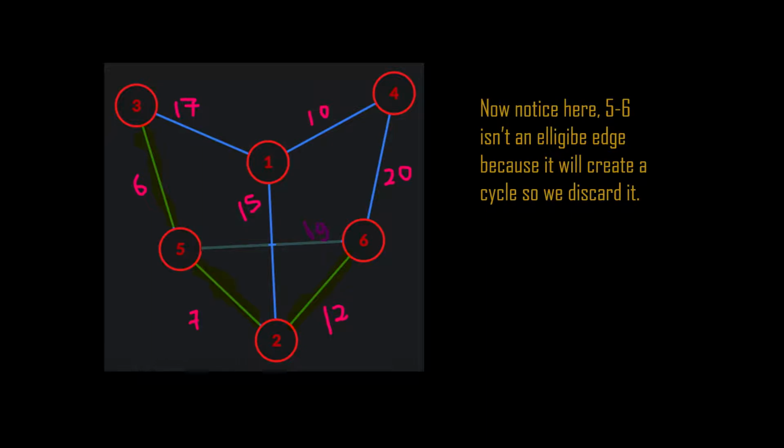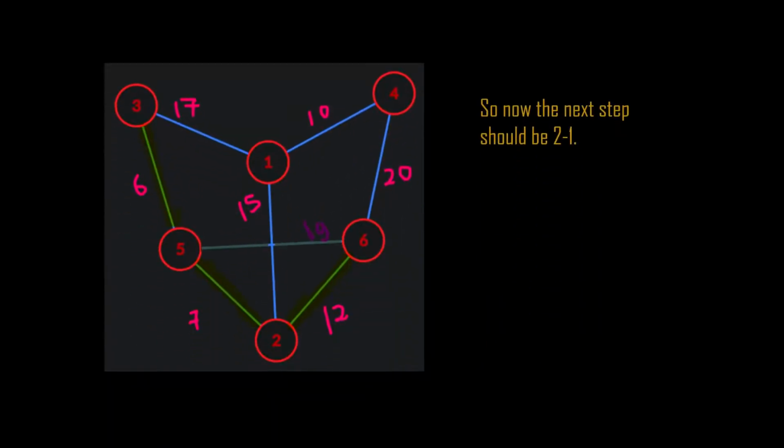But let's say if there were a case where the edge 5 6 had a length of 13, then we would have considered this. So now we'll basically traverse from 2 to 1, and for the edge of length 15, again we have two choices. One is to go from 1 to 3, and the other is to go from 1 to 4.